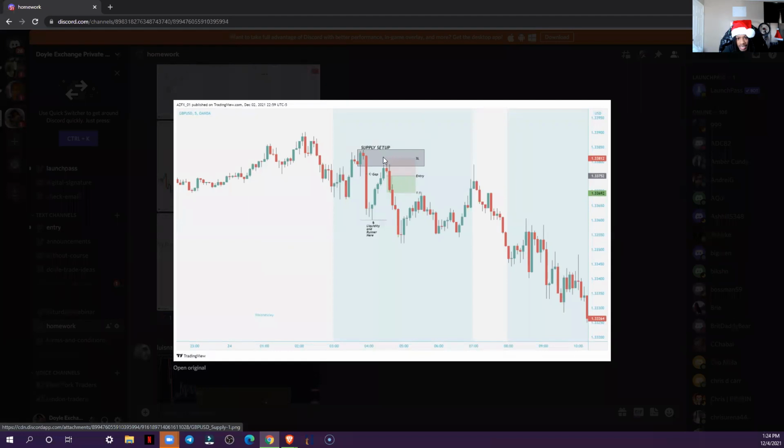Okay, so this person actually marked up the wrong one. They didn't mark up the entire candle. So you gotta make sure you mark up the entire candle.